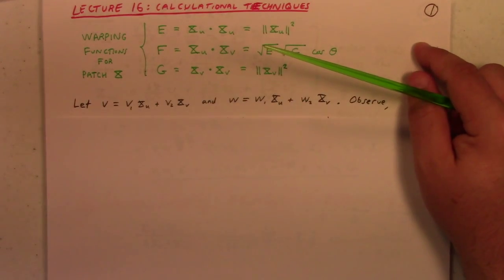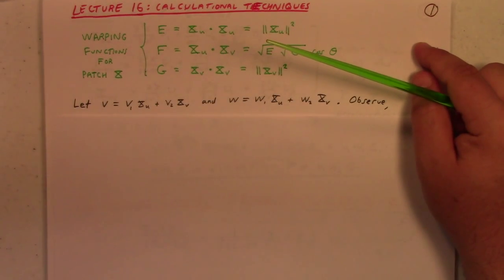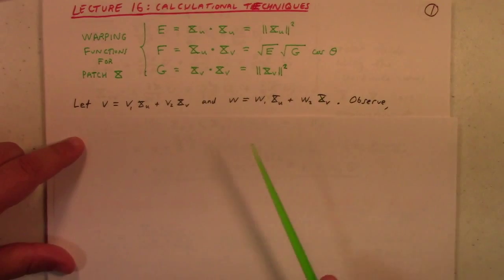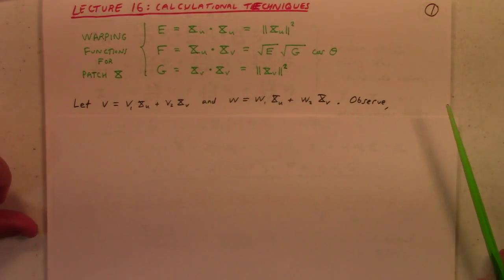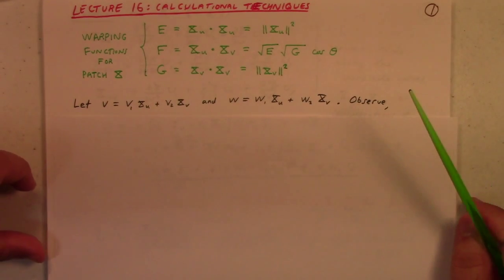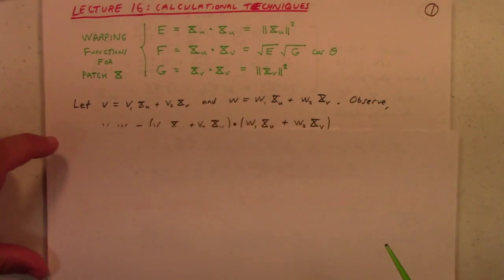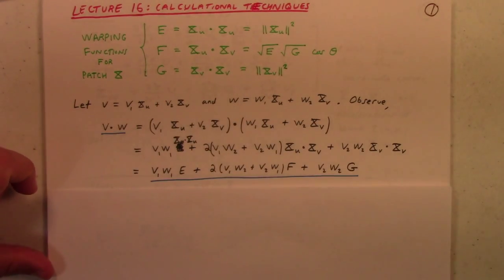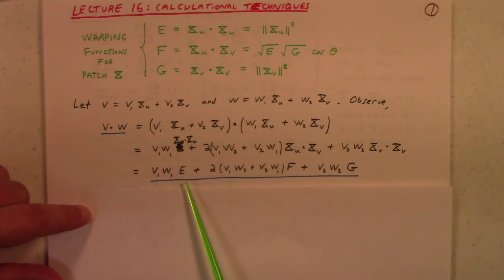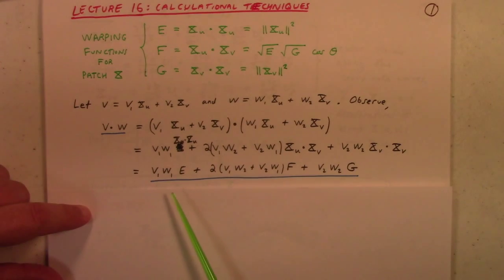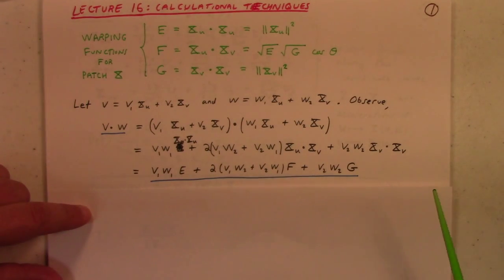So moving along here, if you have two vectors v and w, we can write them in terms of xu and xv because xu and xv are linearly independent. They form a basis for the tangent space. And so if you work it out, like you do here, you can see that the dot product of two vectors in the tangent space is completely based on the components of the vectors, but the weights are given by the E, the F, and the G.